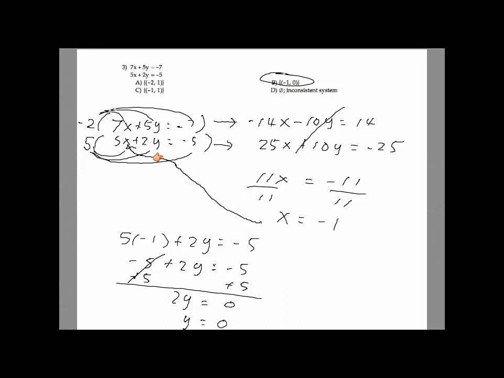Okay. So if I multiply the top row by -2 and bottom row by 5, then I would make the coefficient of y opposite of each other. So if I add them up, then -14 plus 25 would be 11. 14 minus 25 would be -11, so x would be equal to -1. If I plug that back in either of those equations, y would be equal to 0. So that's why B would be the correct answer here.